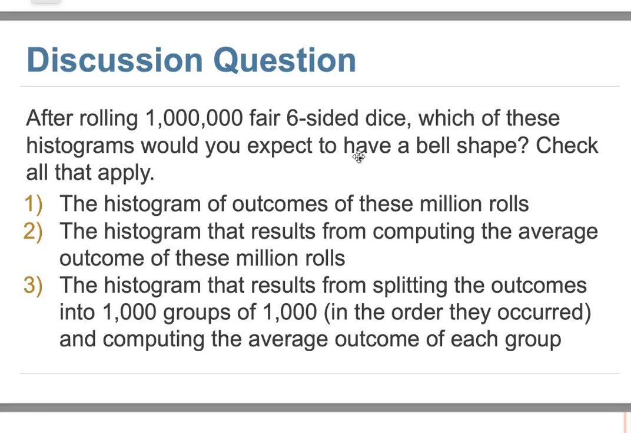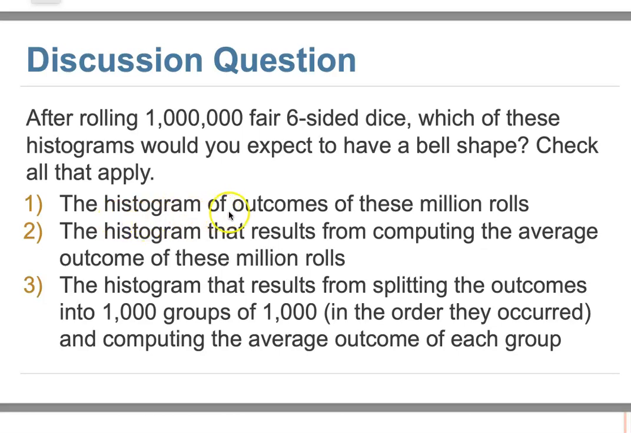to discuss it with. So here we say we're rolling a dice that has 6 sides. We do it 1 million times. Which of these histograms would you expect to have a bell shape? Check all that apply. So that's why we have 3 different histograms. Think about that before you go to see the answer.